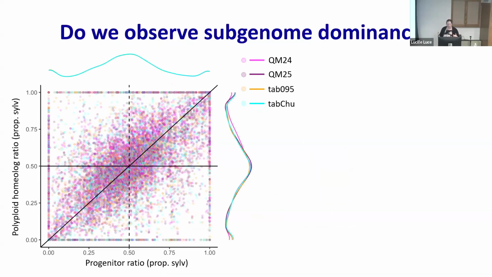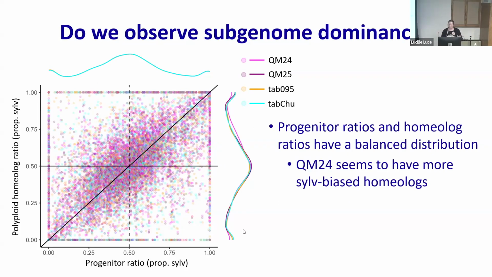So then we can ask this question. We looked at individual genes. What about overall? Do we see subgenome dominance where we have more sylvestris bias or more tomentosiformis bias genes than the other? And in this plot, we have our progenitor ratio on the x-axis and our polyploid homolog ratio on our y-axis. Then we have a lot of points in here. So I also put these histogram curves along the sides to give us an idea of the distribution of those points.